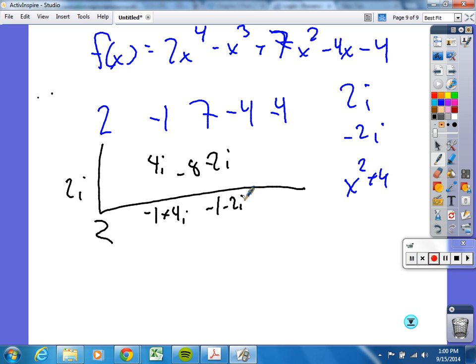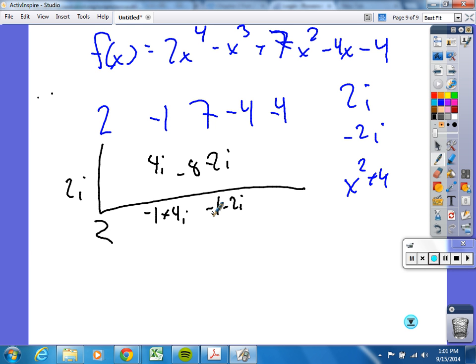Here we go. Bring down the 2. That's our normal thing. What do we do in synthetic? We go this times this, correct? 2i times 2, 4i. Negative 1 plus 4i is negative 1 plus 4i. Now I have to do this to this whole binomial. So what's 2i times negative 1? Negative 2i. 2i times 4i, 8i squared. And what is i squared again? Negative 1, so that becomes the negative 8. We okay? Okay. 7 minus 8 is negative 1 with the negative 2i.